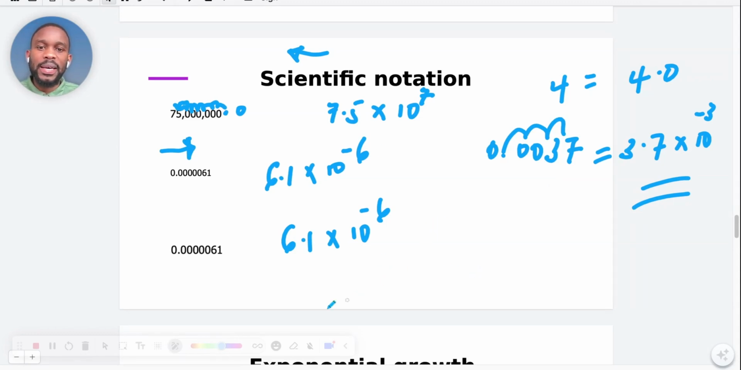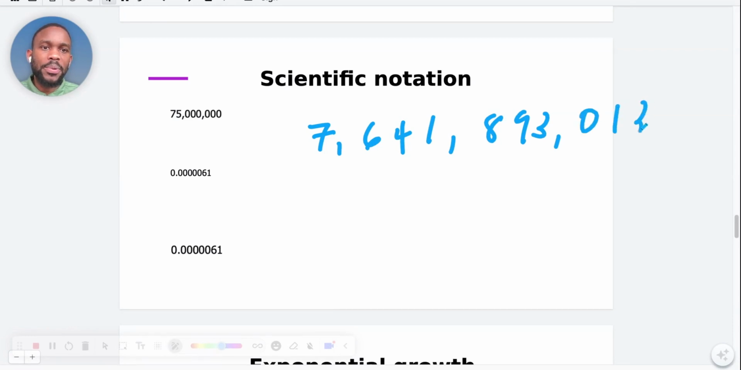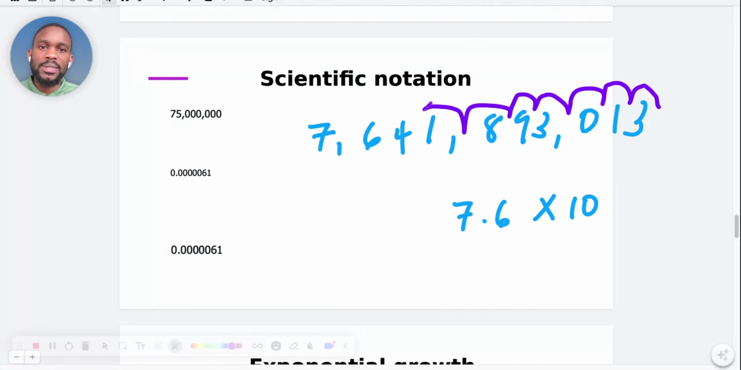What about if you have a really big value, like 7, 6, 4, 1, 8, 9, 3, maybe 0, 1, 3, and they tell you to write it in scientific notation? You just need 2 significant values, the first 2. So this is the same as writing it as 7.6 times 10. This is greater than 1. Every time the value you're dealing with is greater than 1, the exponent is going to be a positive value. So I'm moving from here 1, 2, 3, 4, 5, 6, 7, 8, 9. So to the power 9.